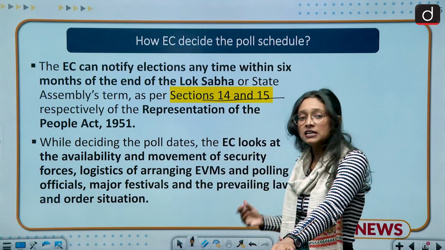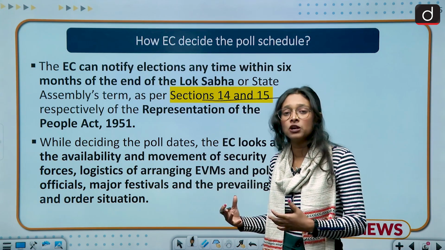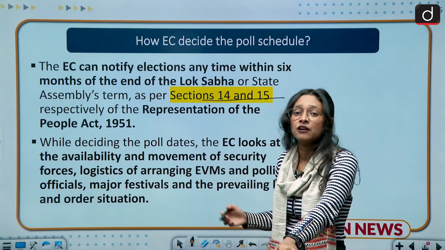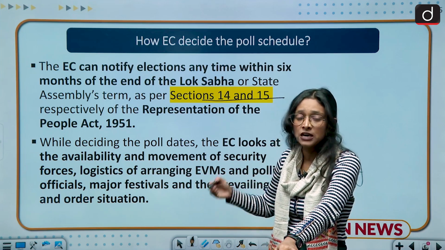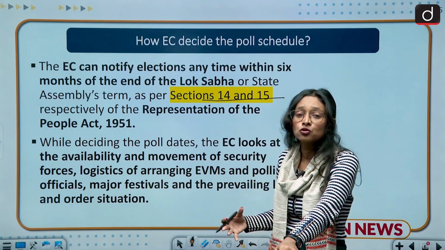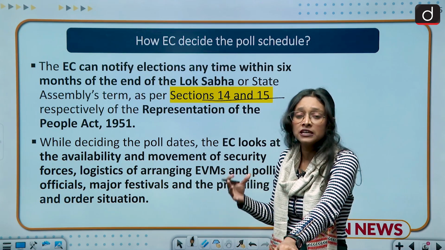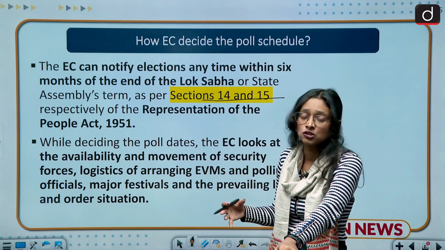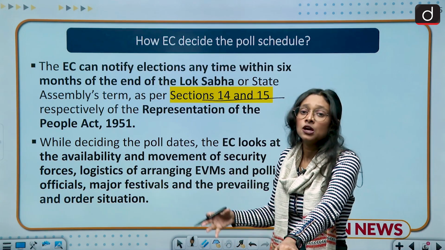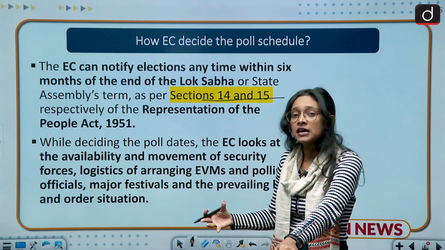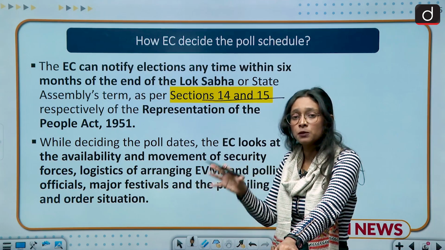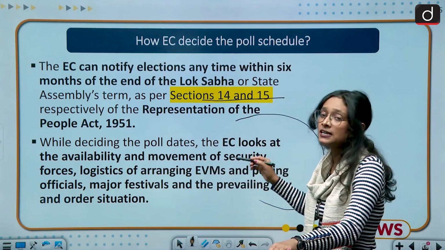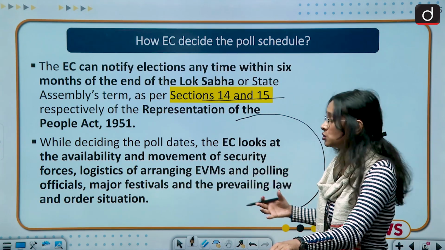While deciding the election date, polling schedule and counting date, they have to look at various other factors, like moving forces from one place to another. They also have to look at the social conditions of that state, the social engagement and other factors. All these things should be taken care of by the Election Commission of India, and that's why they decide the polling dates accordingly, so that there is no major festival on a particular date. So these are the processes to decide the poll schedule and also the counting schedule.